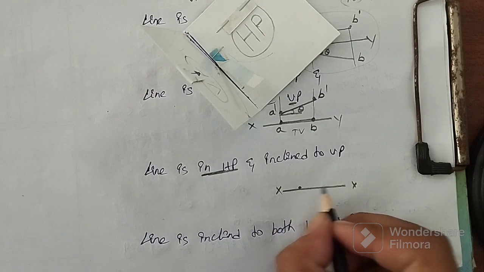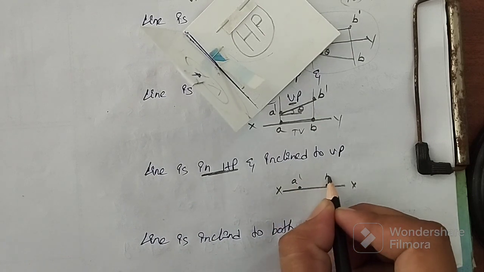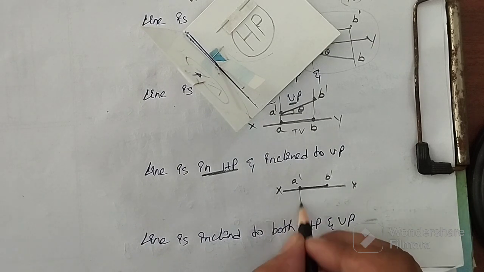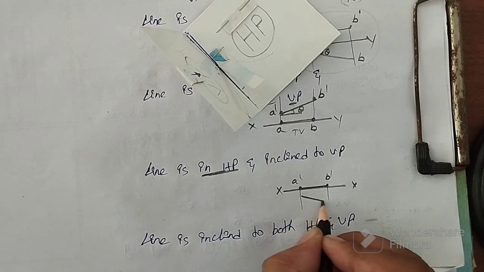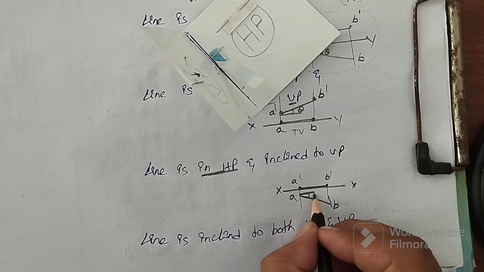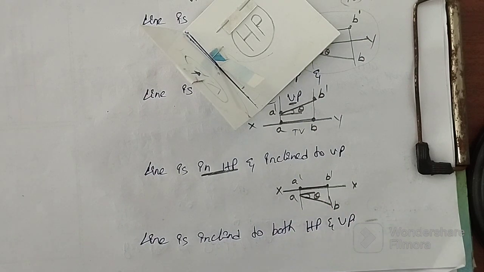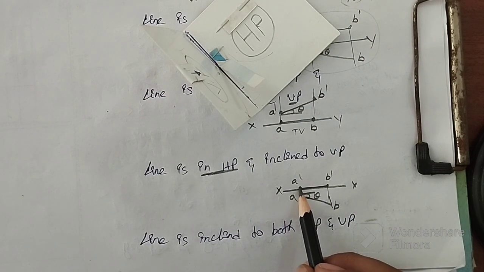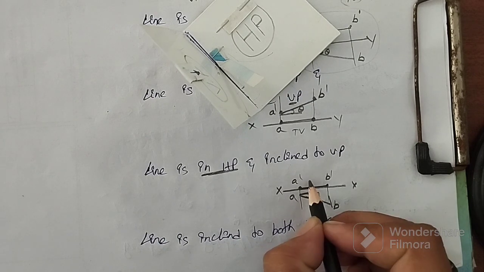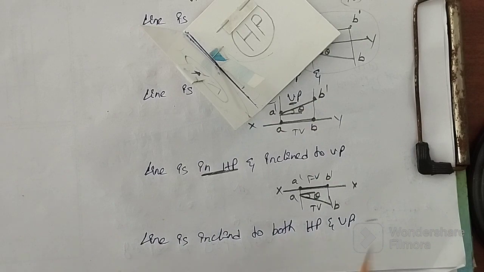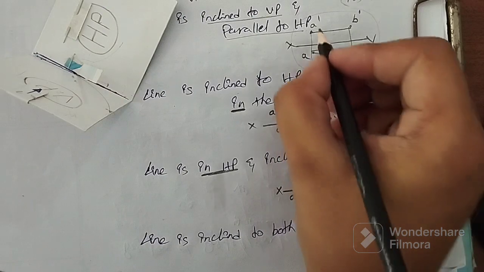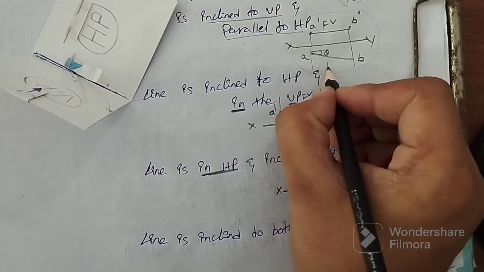So we'll begin here. A dash, B dash. See, this AB is the length of the given line. And draw its projector and incline to VP. So A comma B. To what inclination? Theta. That they have to mention. And A dash B dash would not be equal to AB. This AB is my top view and this is my front view.